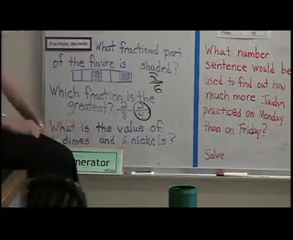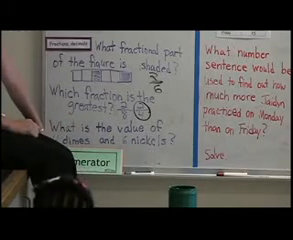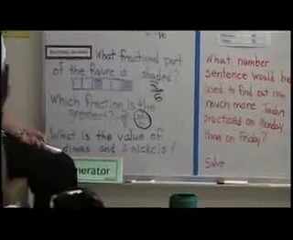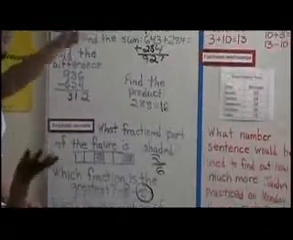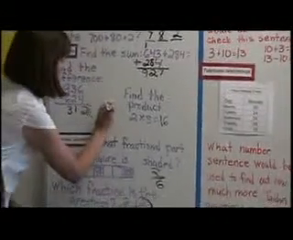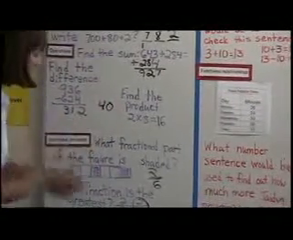By tens. How many times are we going to count by tens, class? 4. Ready? 10, 20, 30, 40. I'm going to do this up here so we can see it. 40. And then we're going to count nickels.